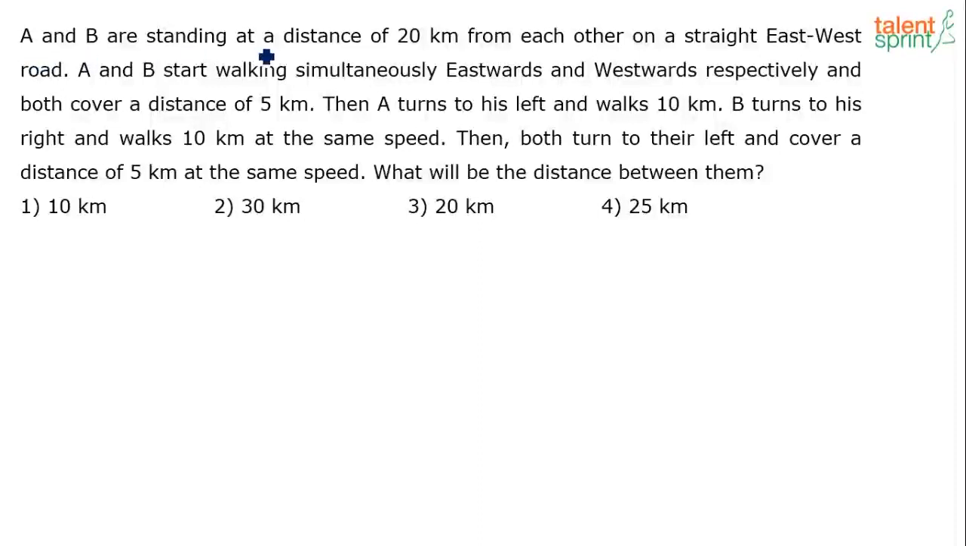A and B are standing at a distance of 20 kilometers from each other on a straight east-west road. A and B start walking simultaneously eastwards and westwards respectively, and both cover a distance of 5 kilometers.